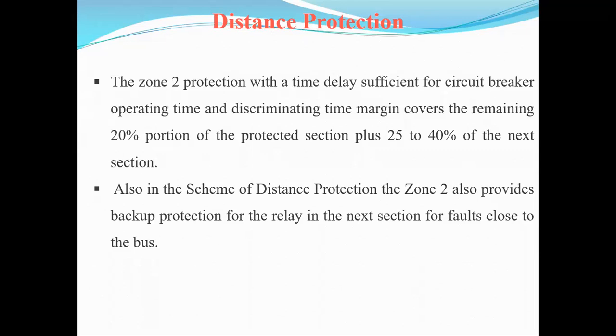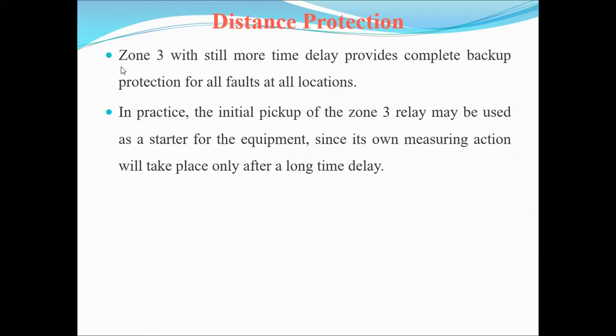Zone 2 gives the remaining 20% of the present system and 25 to 40% of backup protection. And zone 3, with a time delay, provides complete backup protection if zone 1 and zone 2 do not operate.